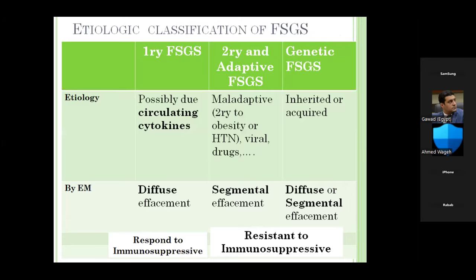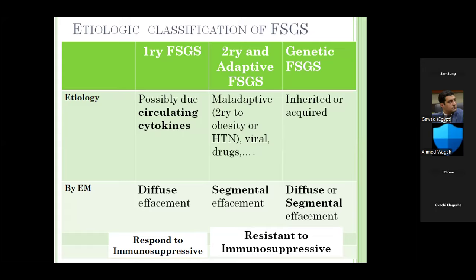proper management. So, primary focal segmental glomerulosclerosis, which is probably or possibly due to circulating cytokines. By EM, we'll see diffuse effacement, and in these cases, response to immunosuppressives occurs usually. In secondary or adaptive focal segmental glomerulosclerosis, like maladaptive secondary to obesity or hypertension, in these cases, we will see segmental effacement, and these cases will be more resistant or non-responsive to immunosuppressives.